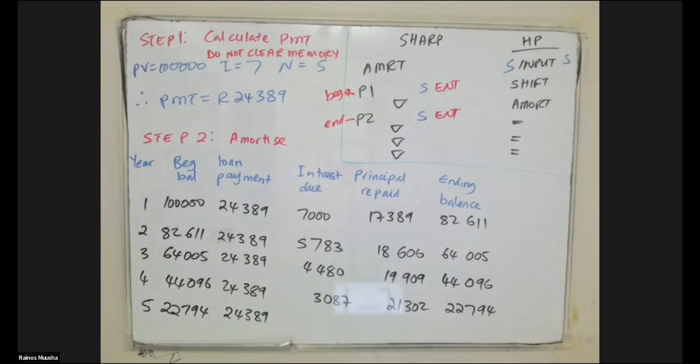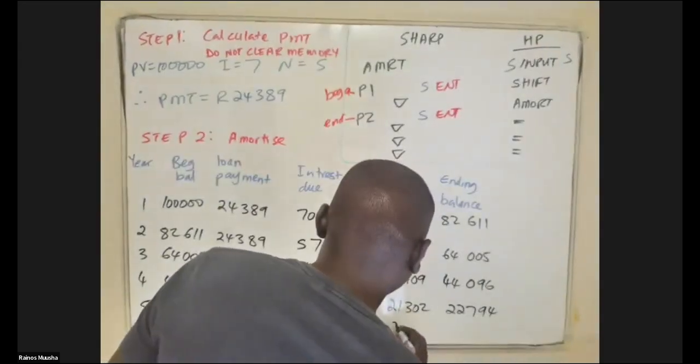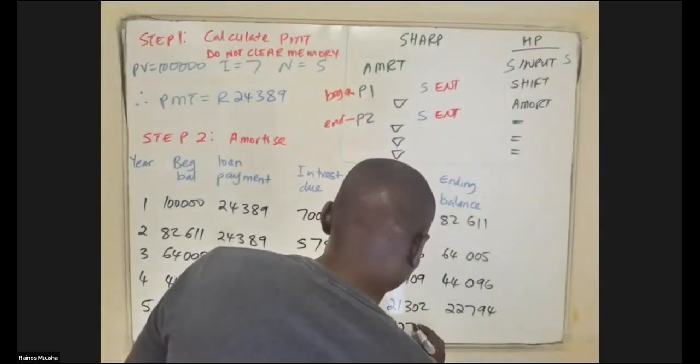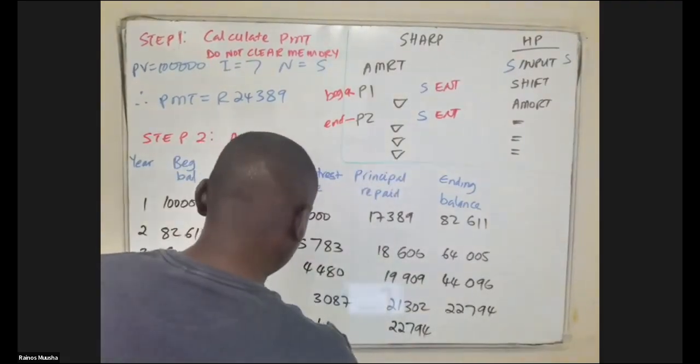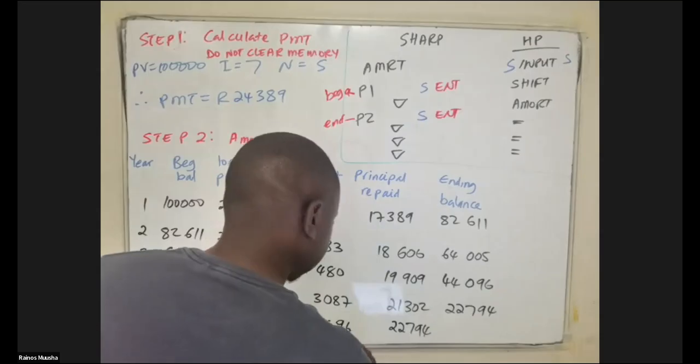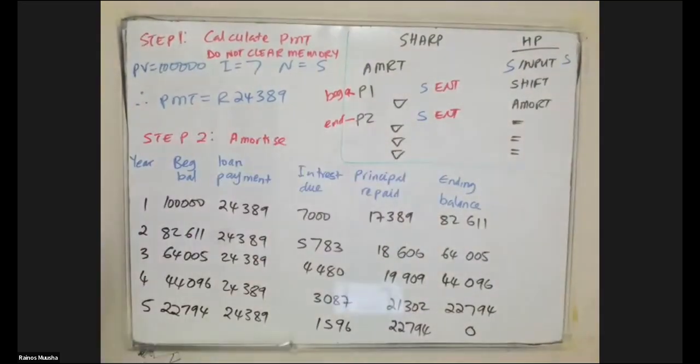So your principal amount would be 22,794. Your interest would be 1,596. And your closing balance would be 0, because you're no longer owing the amount. After year 5, you have now fully paid the amount due, the principal amount.